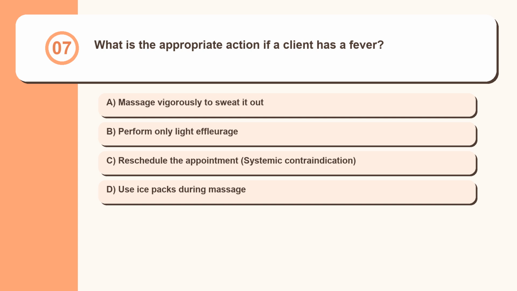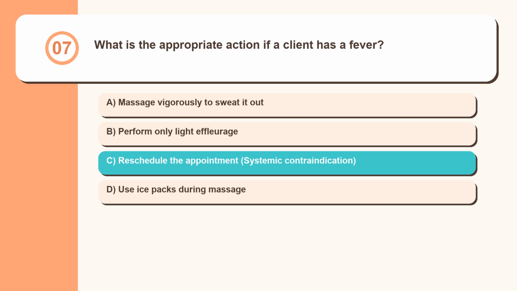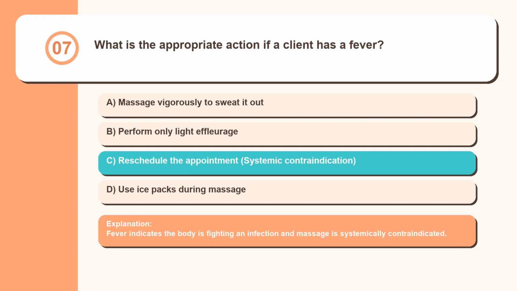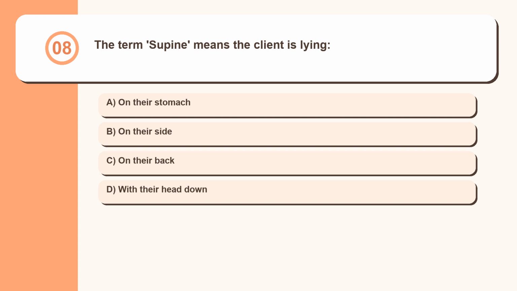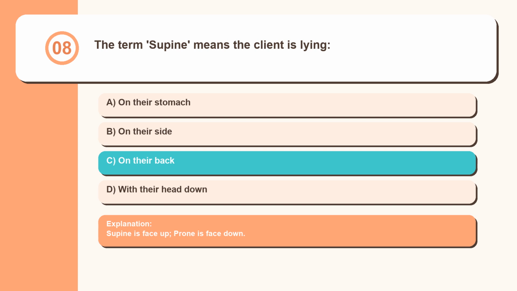Question 7. What is the appropriate action if a client has a fever? Massage vigorously to sweat it out. Perform only light effleurage. Reschedule the appointment. Systemic contraindication. Use ice packs during massage. Fever indicates the body is fighting an infection and massage is systemically contraindicated. Question 8. The term supine means the client is lying on their stomach, on their side, on their back, with their head down. Supine is face up, prone is face down.